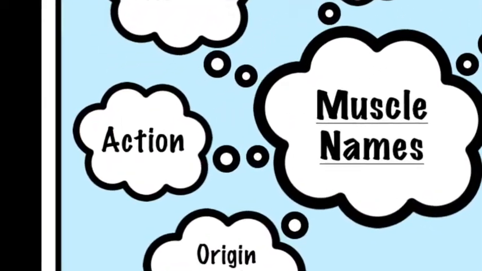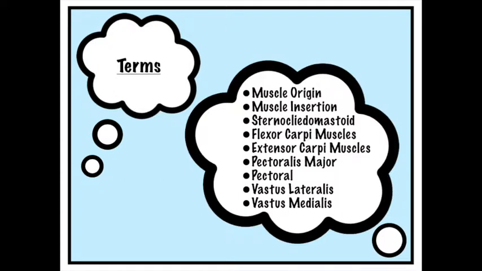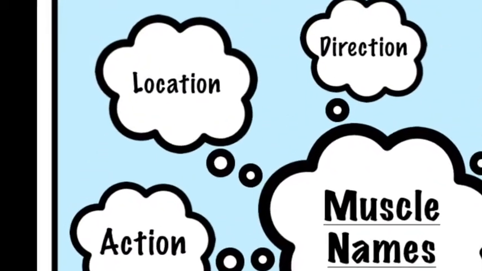Muscles named for their action. Some muscles are named for their action, such as flexing or extending. For example, the flexor carpi muscles work with the extensor carpi muscles to make possible the flexion and extension motions of the wrist.